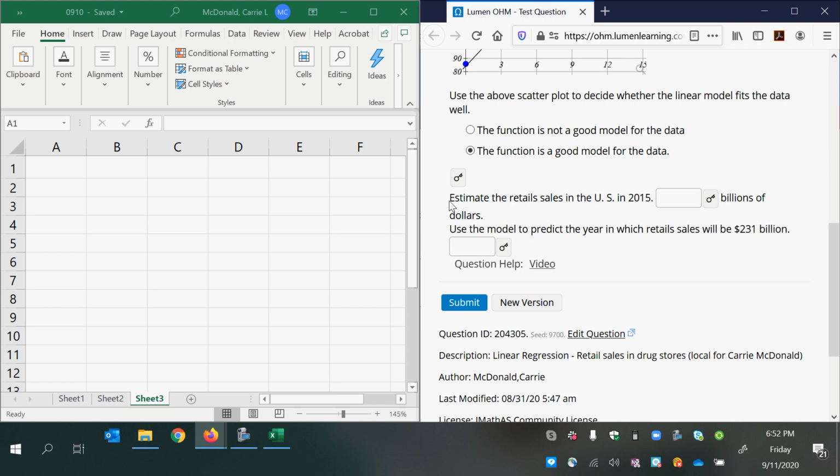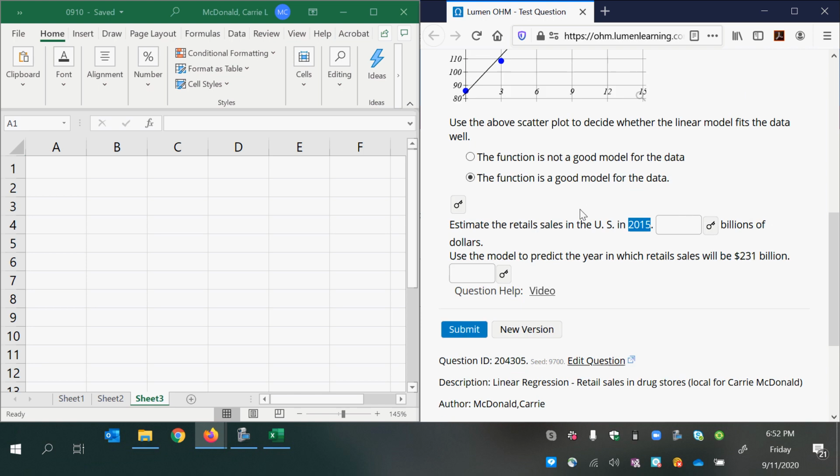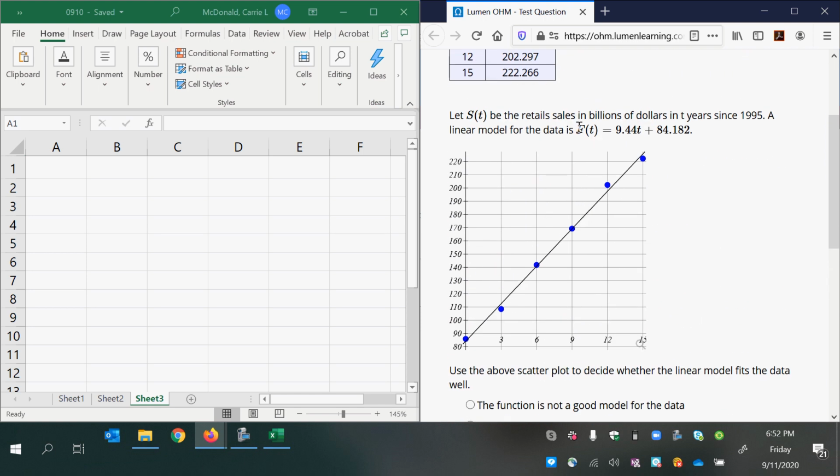Next, we read, estimate the retail sales in the US in 2015. So we want to come up with a number of billions of dollars that we think would have been the amount of retail sales in that year, in billions of dollars. So how can we do that? We're going to use the linear model. So here's the linear model, and I'm going to copy that.